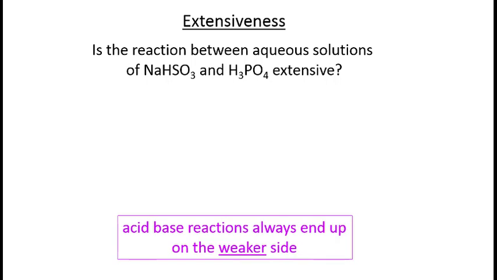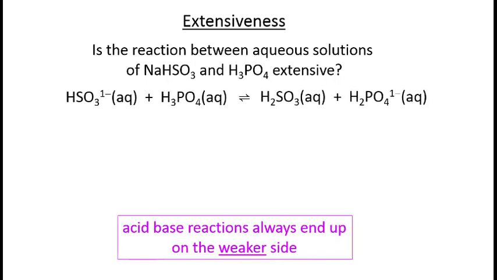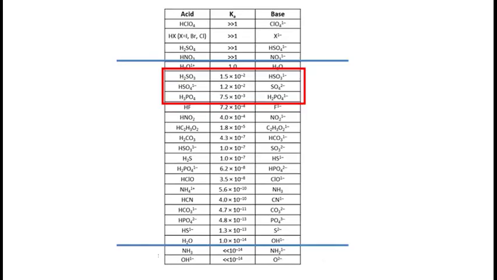The first thing we need to do is to write a balanced equation, which we have done previously. In this case, the hydrogen on phosphoric acid is the one that is transferred. So phosphoric acid is the acid on the reactant side, and its conjugate is the base on the product side. Hydrogen sulfite is the base on the reactant side, and its conjugate is the acid on the product side. Let's consult the acid-base chart for the strengths.